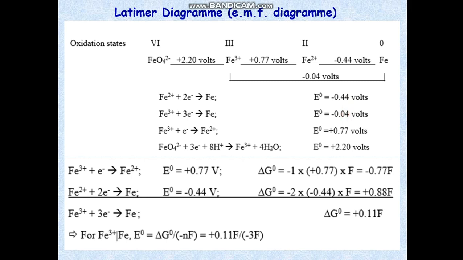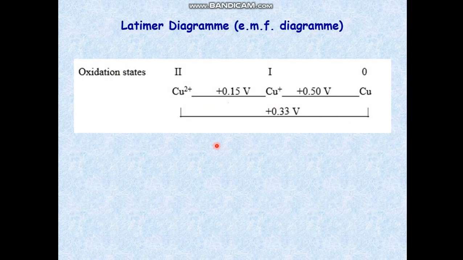Let us discuss another example here. Here the Latimer diagram of the copper system is given, where the three oxidation states of copper, 2+, 1+ and 0, are given here, and they are connected with their corresponding E0 values. So by pausing the video you can calculate it yourself. Okay, now if you have paused the video and come back, then tally your answer with the follow-up.